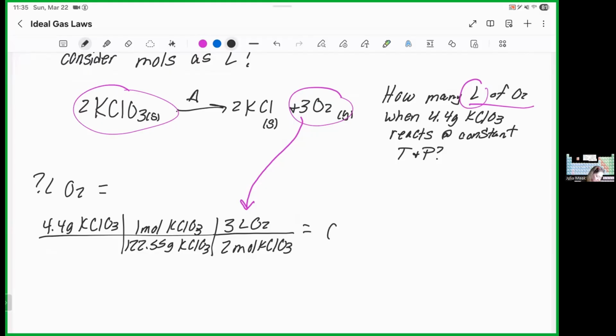And I get 0.05385. I'm going to go with 2 sig figs because of the 4.4. So 0.54 liters of O2.